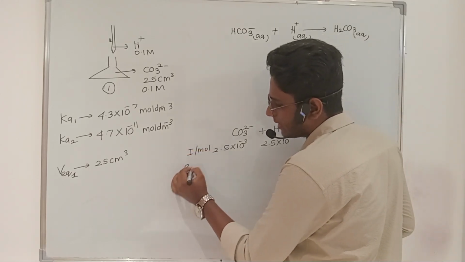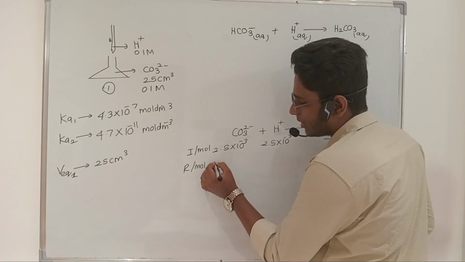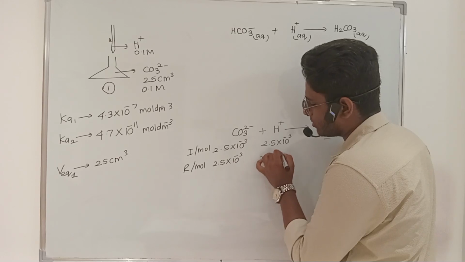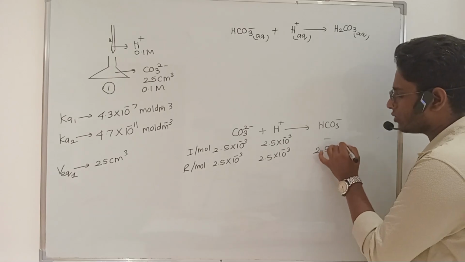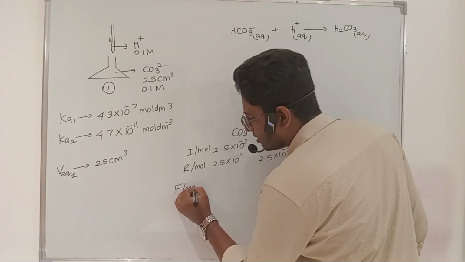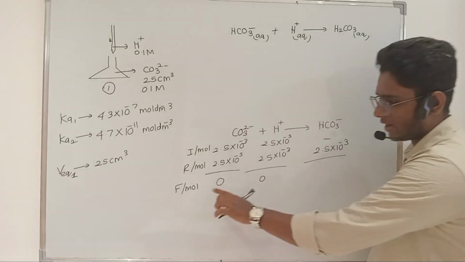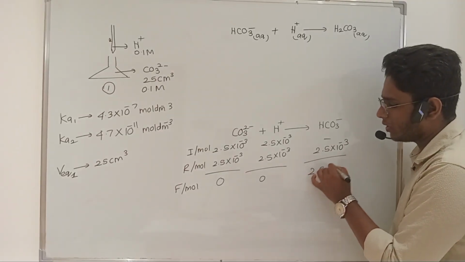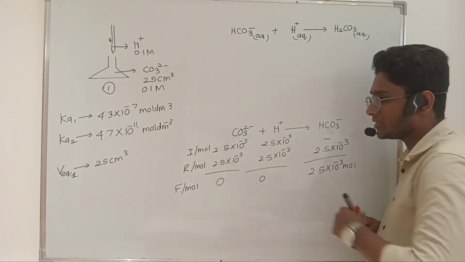Now what will happen? It will be reacting, right? Now who's the limiting reagent? Both are having equal amounts, right? So both are going to react in equal manner. So 2.5 into 10 to the minus 3 moles of carbonate is going to react, and here also 2.5 into 10 to the minus 3 moles of H plus is going to react, right? And 2.5 into 10 to the power minus 3 moles of bicarbonate will be forming, right? So at the final, after the reaction is complete, the final moles of carbonate will be 0, H plus will be 0, and the final moles of bicarbonate will be 2.5 into 10 to the power minus 3 moles, right? So this is the scenario at the first equivalence point.